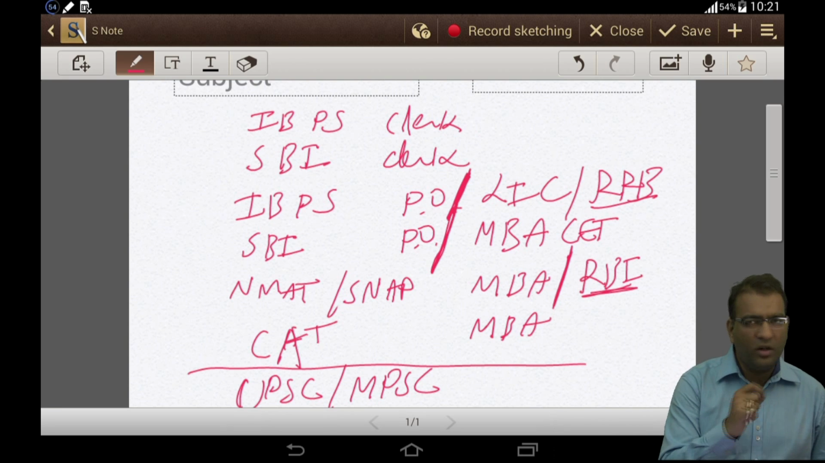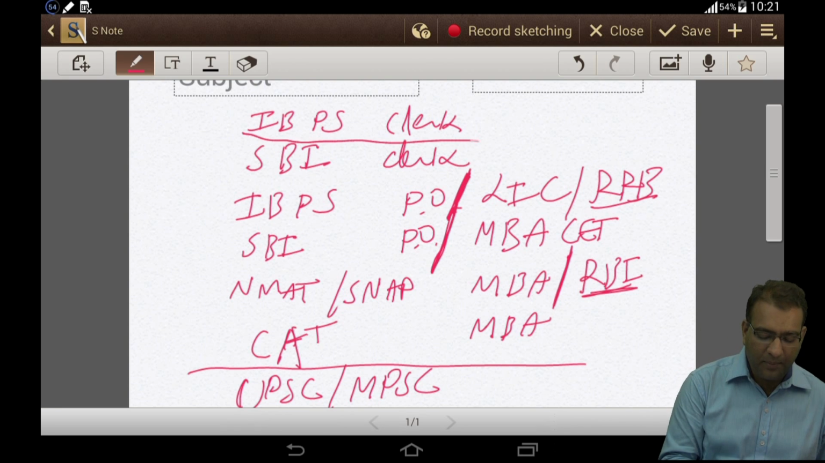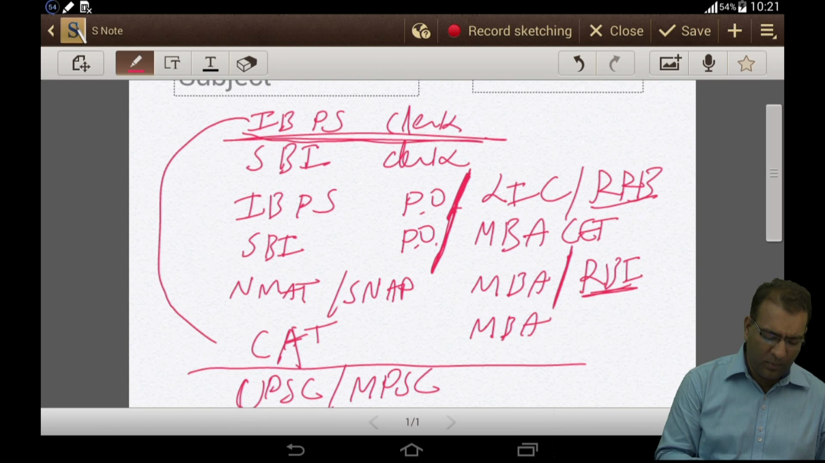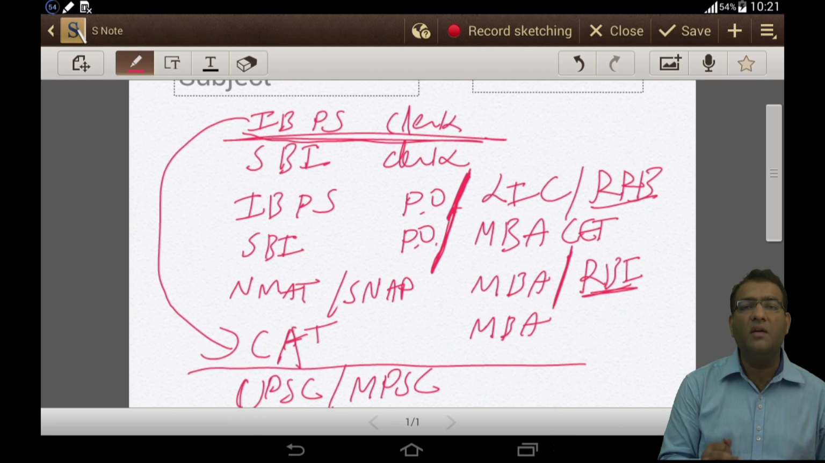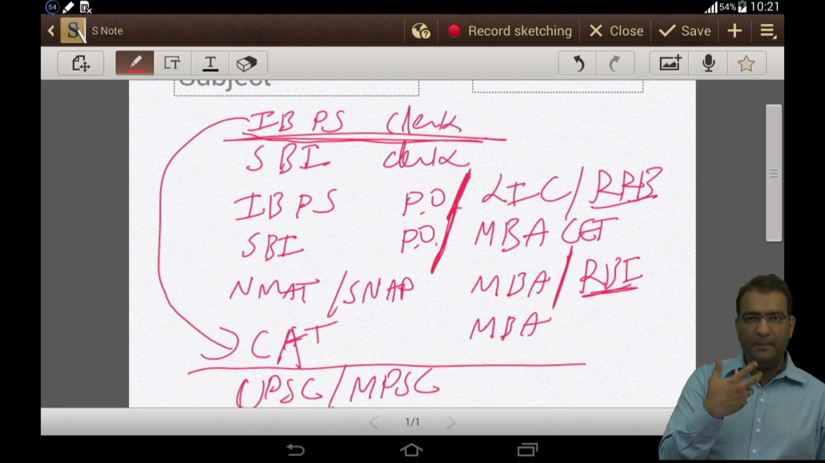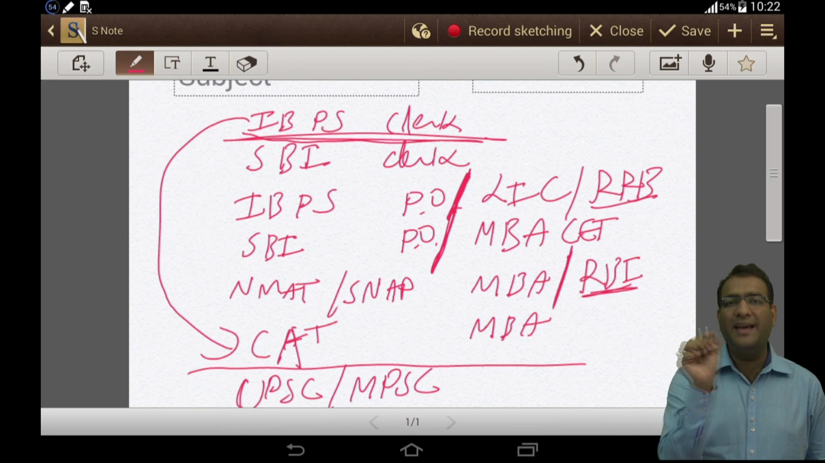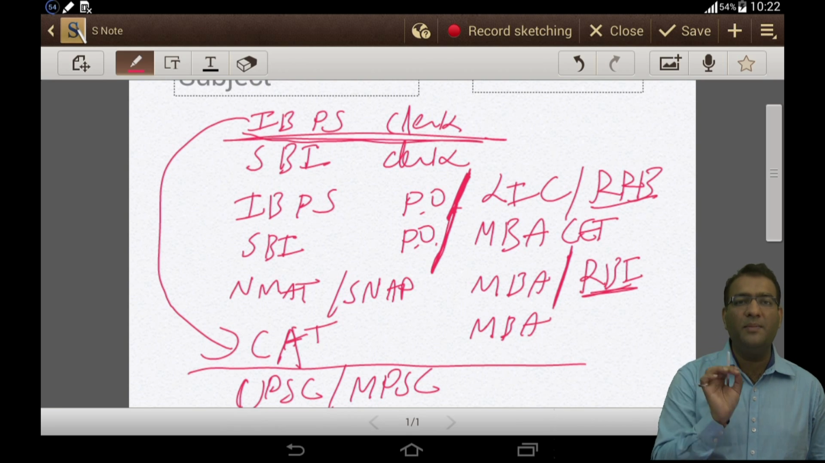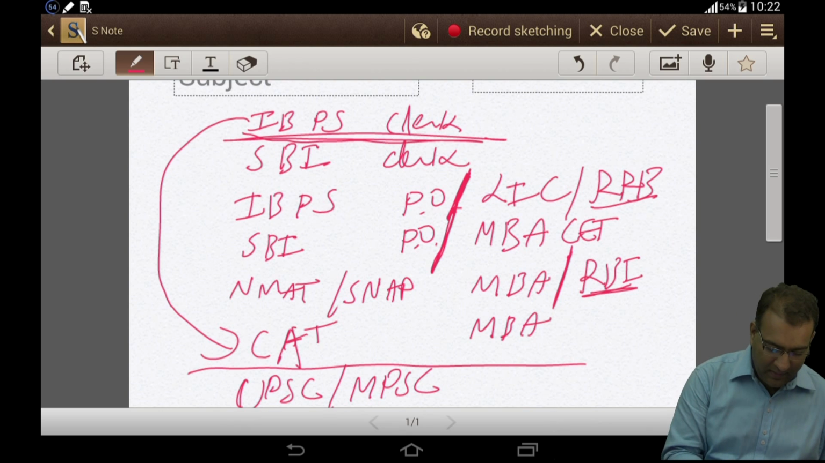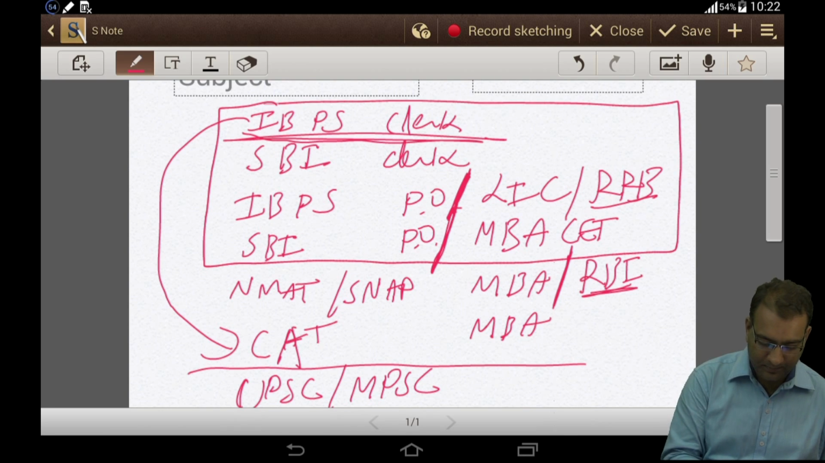Right? So to be honest, a lot of people think that, sir, if we have prepared for this, we should be able to appear for this also. You can never, because of the difficulty level. Right? So the way we prepare students, very simple, is we don't prepare you for only IBPS clerk or SBI clerk or only IBPS preliminary. We prepare students for this whole thing together.